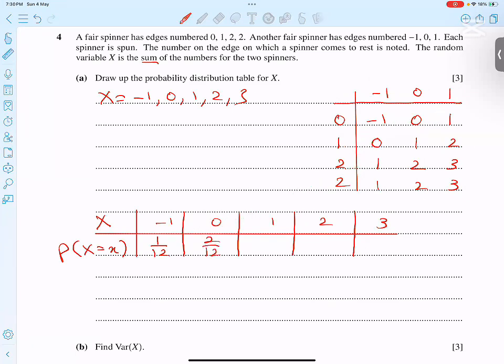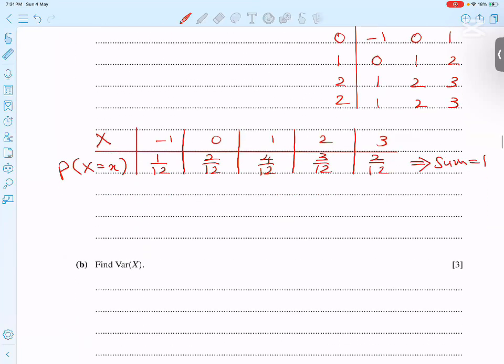How many ones? So 4 ones are there. How many twos? 3 out of 12. How many threes? 2 out of 12. Interesting. 3 plus 2, 5 plus 4, 9, 9 plus 1, 10 to 12. If you add them, the sum of all the probabilities will come automatically 1. This is a confirmation that we are doing correct.